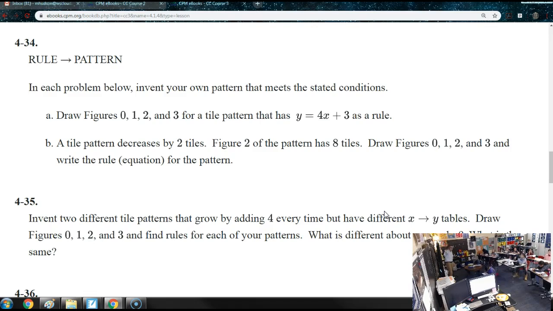In B, a tile pattern that decreases by 2 tiles, and figure 2 of it had 8 tiles. Draw figures 0, 1, 2, and 3. Then in 35, invent 2 different tile patterns that grow by adding 4 every time, but have different XY tables. Draw figures 0, 1, 2, 3. Well, if they have the same growth, how could they have different XY tables? Let's say 5 minutes. Those are your final tasks.